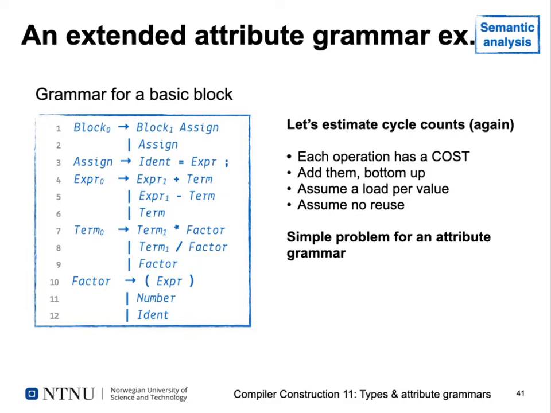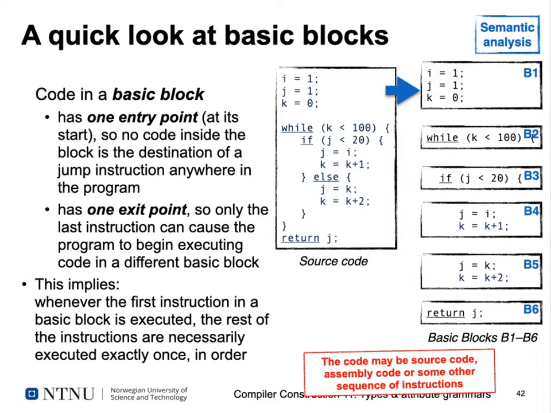Now this could be a grammar for a so-called basic block. So what's a basic block? Let's take a quick look at this. A basic block is a special, very simple structure that is part of a program. For code in a basic block, you have a number of restrictions. Code in a basic block has only one entry point at its start.